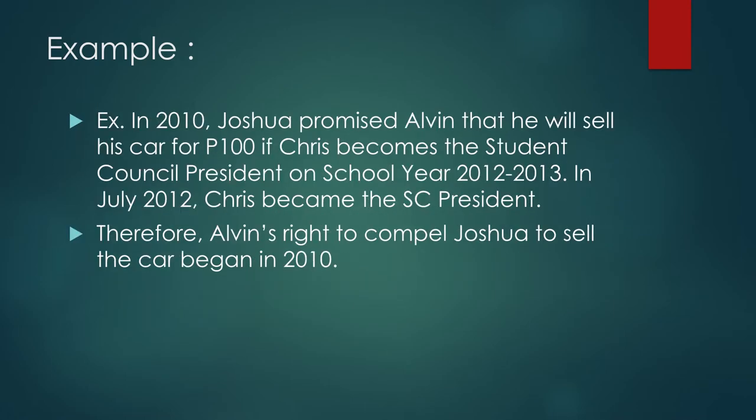Example, in 2010, Joshua promised Alvin that he will sell his car for 100 if Chris becomes the student council president in year 2012-2013. In July 2012, Chris became the student council's president. Therefore, Alvin's right to compel Joshua to sell the car began in 2010.